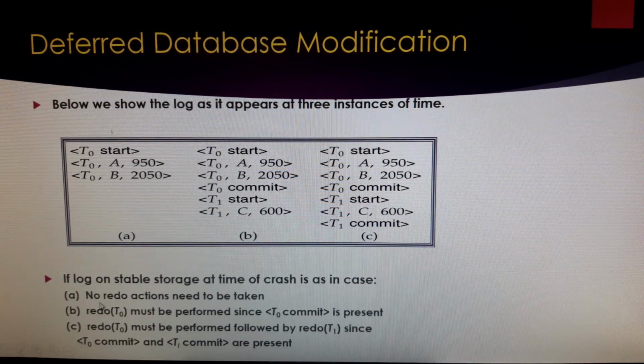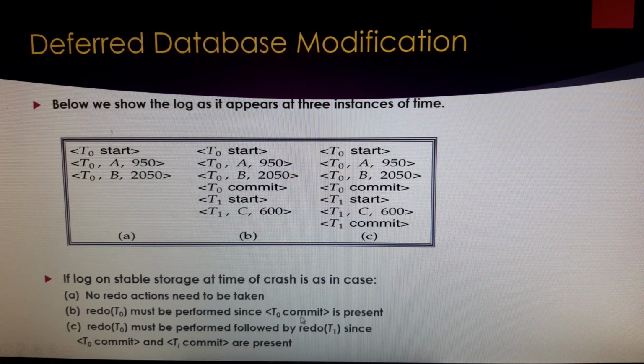In the first situation, it is not yet committed, so you cannot perform a redo action. In the second situation, T0 is committed. After T0 commits, the transaction fails, and since it was committed, you are going to redo the T0 transaction. So for this purpose, you redo T0. Why?